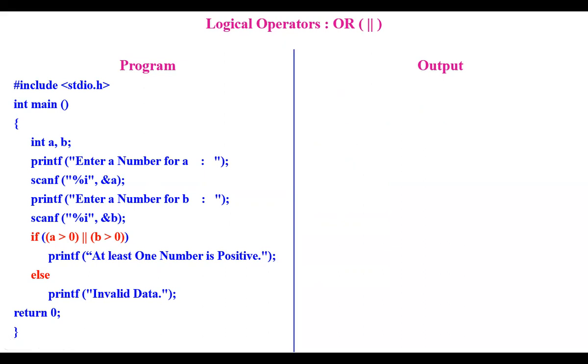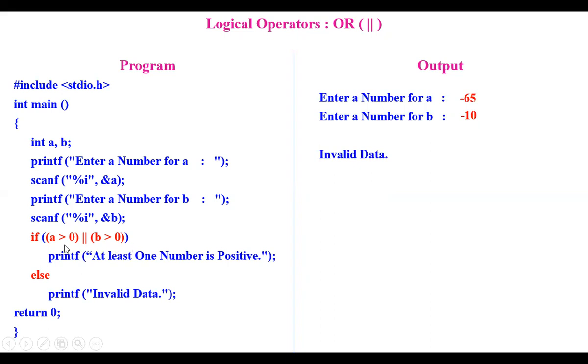So run it again. For A, a negative value, minus 65. For B, again negative, invalid. Both are negative. We are not expecting them here. So suppose A is 0, B is positive, B is 200. Even though A is 0, B is positive. So at least one number is positive. So like this, the OR statement is executed.